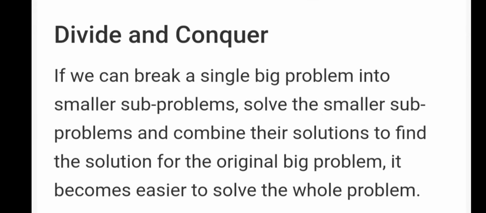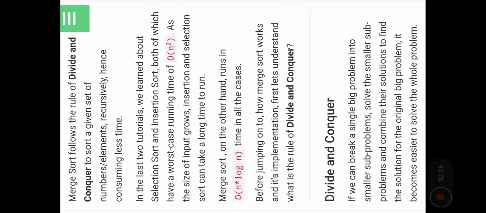If we can break a single big problem into smaller subproblems, solve the smaller subproblems and combine their solutions to find the solution for the original big problem, it becomes easier to solve the whole problem. That is a divide and conquer strategy. Divide, conquer and combine.